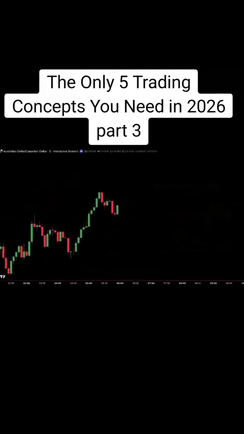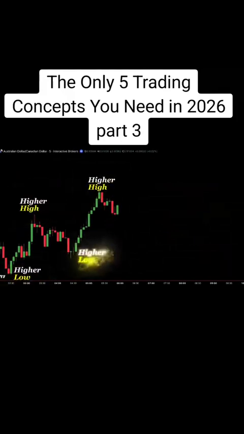Liquidity sweeps. When you open the chart, the first thing you notice is price is making higher highs and higher lows. This tells you the market is in an uptrend. That already gives you an important rule. You are only interested in buying, not selling.